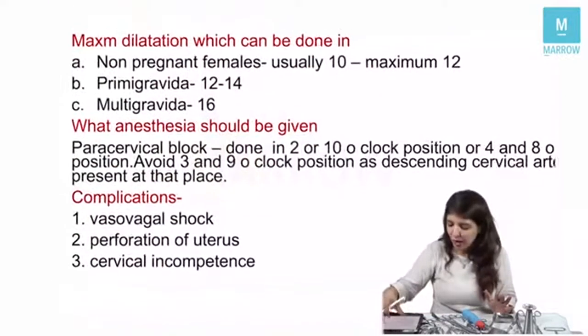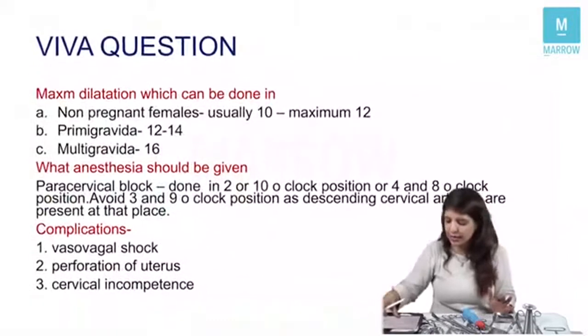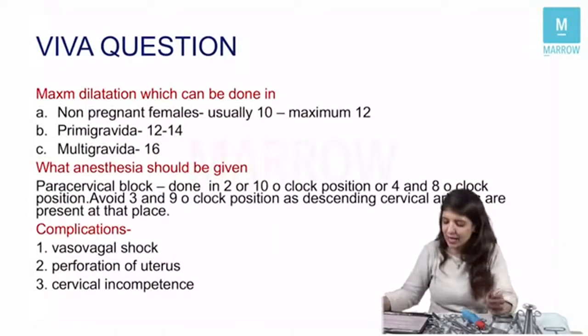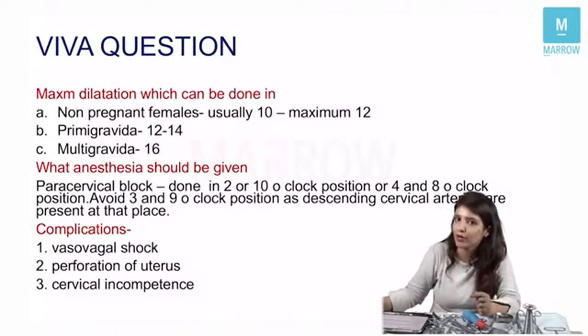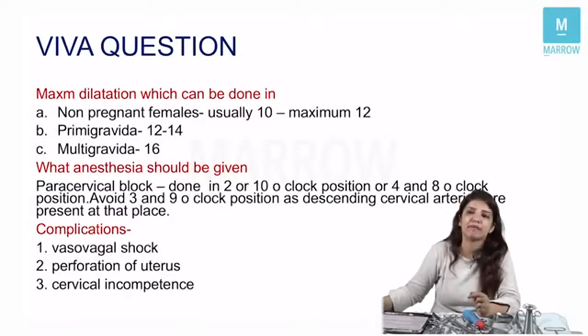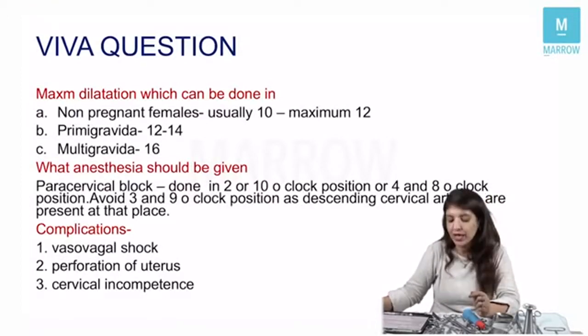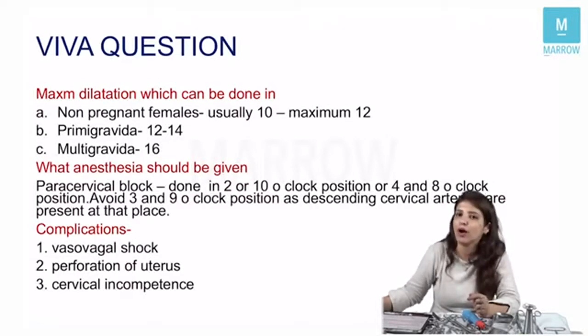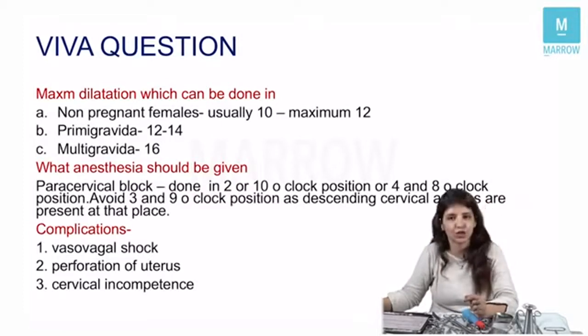Now, viva questions which can be asked on Hegar's dilators are: what is the maximum dilatation which can be done in a non-pregnant female? In a non-pregnant female, usually we dilate up to number 10, but maximum you can take it up to 12. Then in a primigravida female, you can go up to number 12 to 14, and in a multigravida female, you can go up to number 16 dilatation.